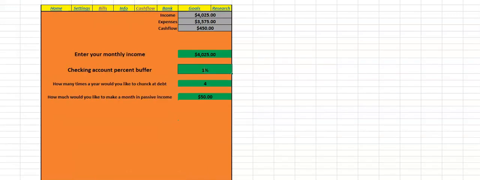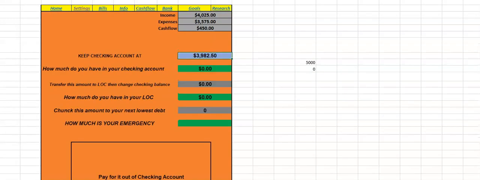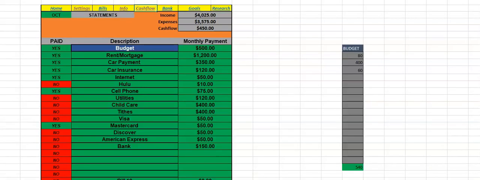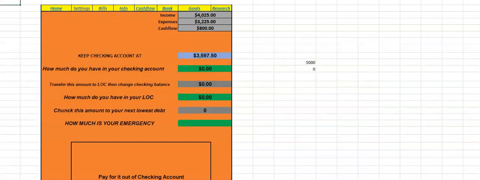It's defaulted at 10%. So at 10%, and then this, what it tells you to keep your checking account, 3982. So as your bills go down, let's say that you paid this car off, $0, it will then adjust to 3597. So it drops that payment down. So this will adjust with anybody.